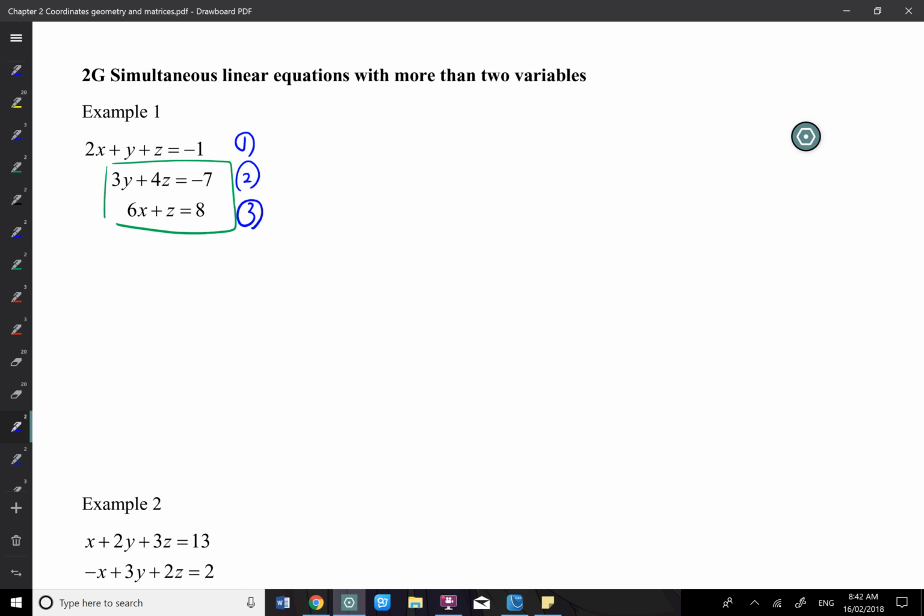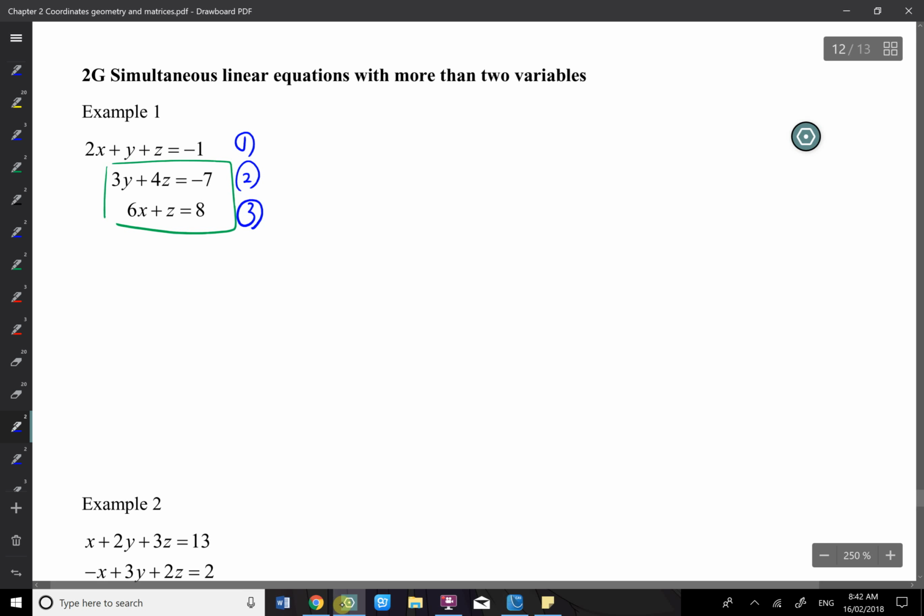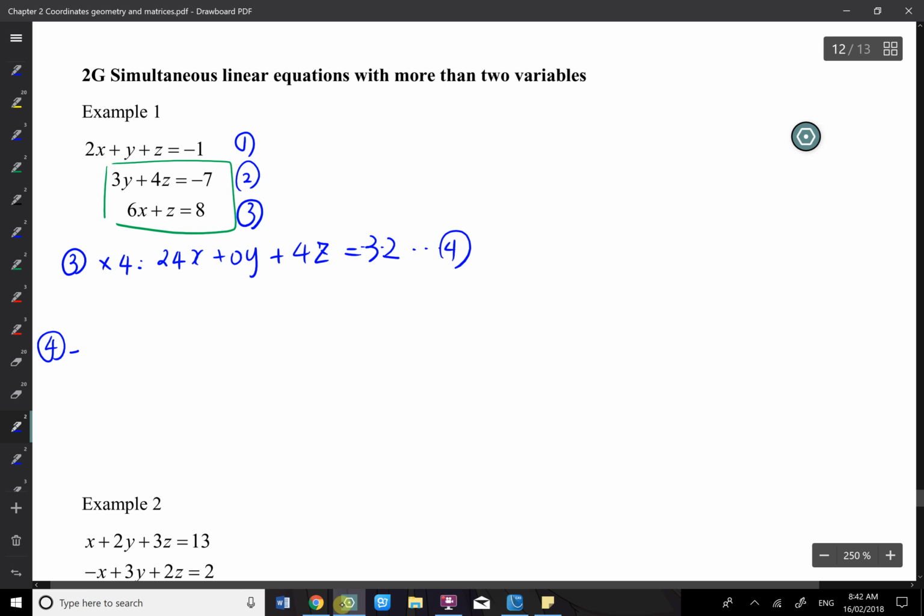For example, I think those 2 and 3 are easy to calculate. So I will times equation number 3 by 4 to give me 24x plus 4z equals 32. Let's say that's equation number 4. So I will put 24x plus 0y plus 4z equals 32. I'll use number 4 to subtract number 2. Number 2 is 0x plus 3y plus 4z equals minus 7. So I use 4 to subtract 2.